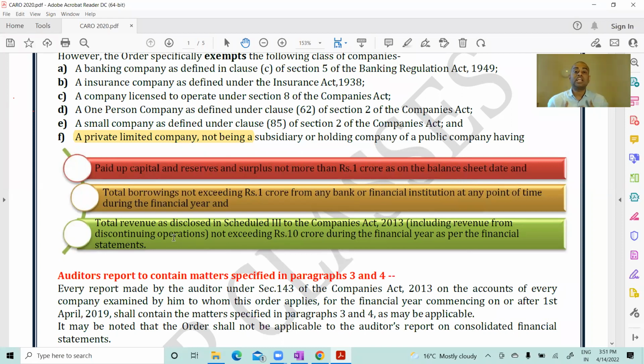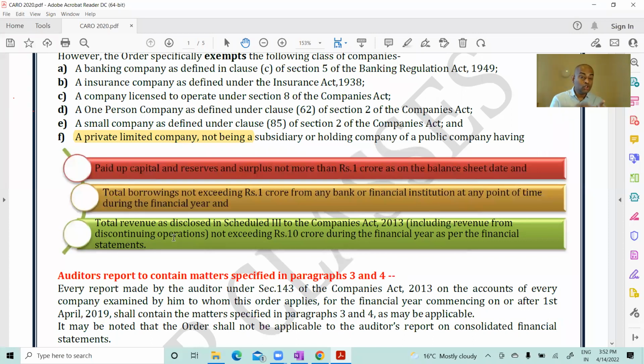Pavan sir, condition 1. I'm a private limited company. I don't have a holding, I don't have a subsidiary. Very good. Pavan sir, point number 2. My paid up capital and reserves is less than or equal to 1 crore. Very good. Pavan sir, total loans, borrowings from banks and financial institutions is also less than or equal to 1 crore throughout the year. Very good. Pavan sir, my total revenue, including revenue from discontinuing operations as per Schedule 3 requirements of the Companies Act 2013, is equal to or less than 10 crores. Very good.